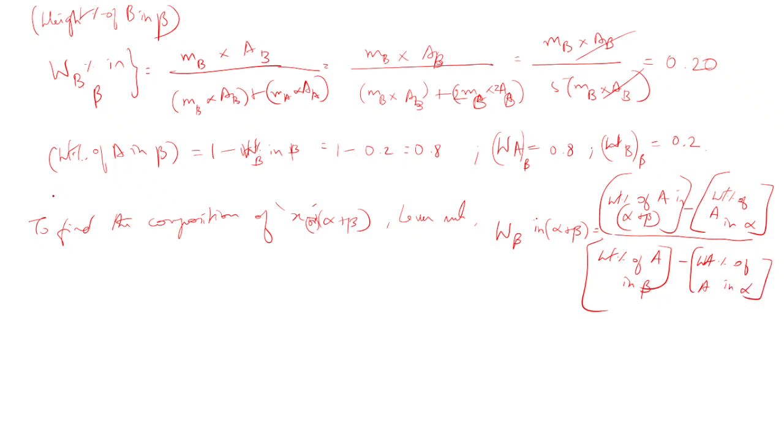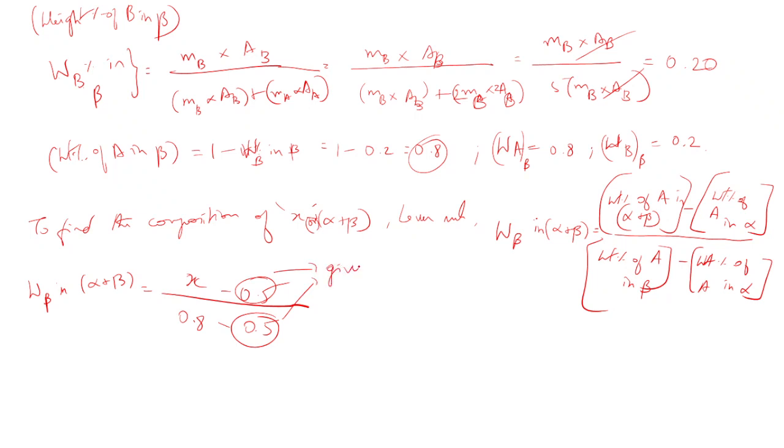So the weight percentage of beta in alpha plus beta, when we substitute in terms of numbers, becomes x minus 0.5, divided by 0.8 minus 0.5. The x we do not know, so we take it as small x. The 0.8 we saw over here. These are given in the question. These both are given in the data.